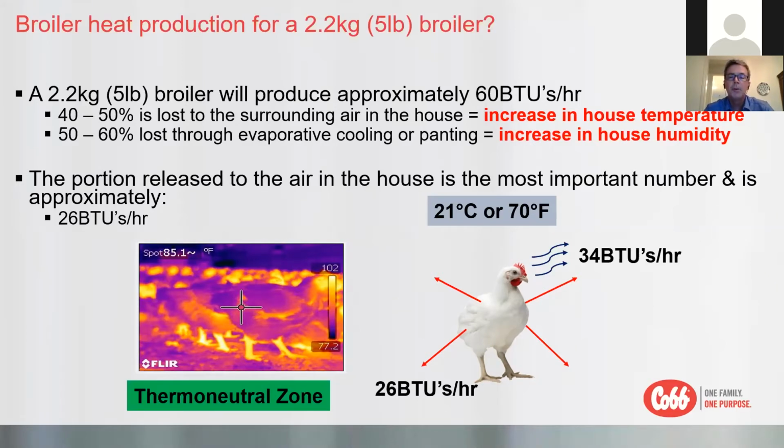When the bird releases heat in terms of evaporative cooling in the respiratory tract, that heat is given off as water vapor. It's given off as humidity. So that adds humidity to the house. But the sensible heat portion is very important. That's the portion we have to remove from the house. That is the portion, the 26 BTUs per hour, that we as managers have to ventilate out of the house.